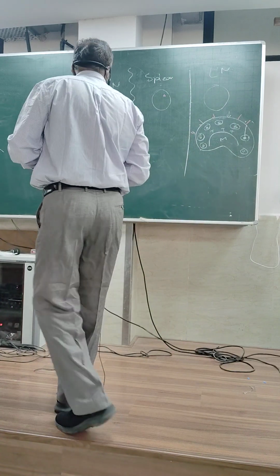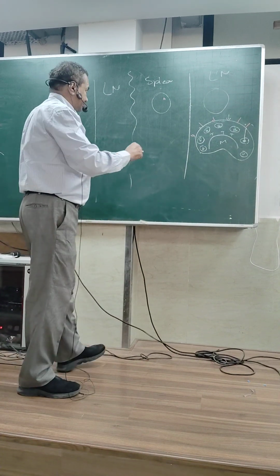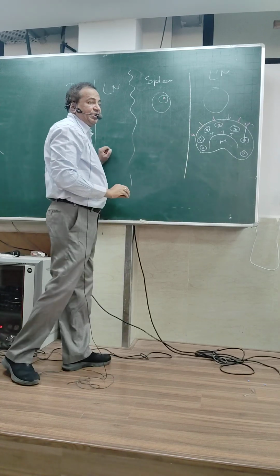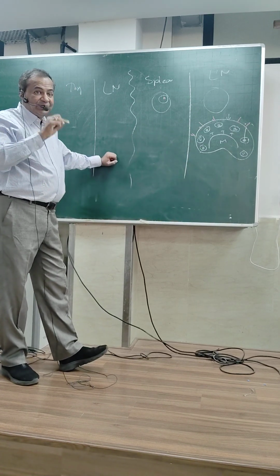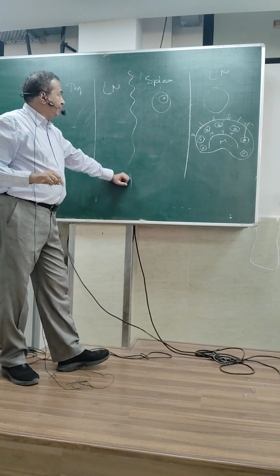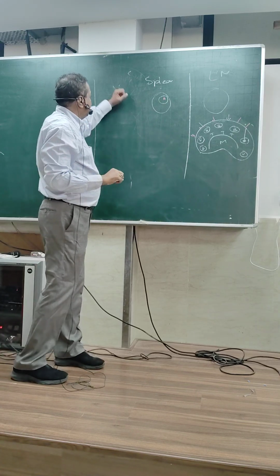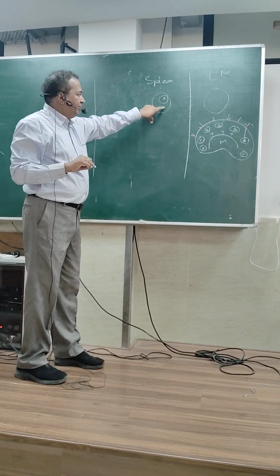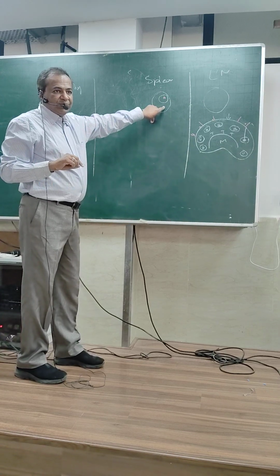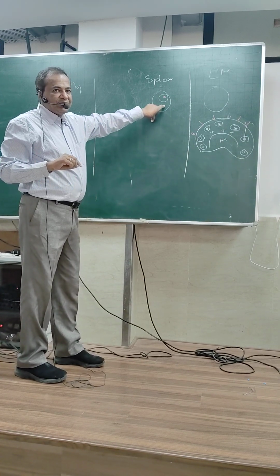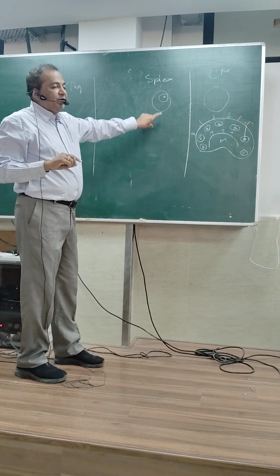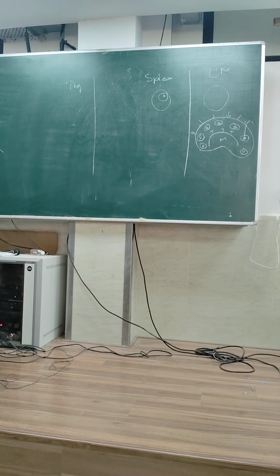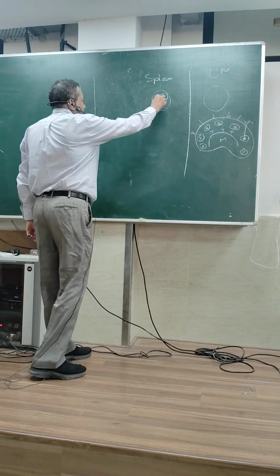Okay? Spleen में there is periarterial lymphatic sheath, which is around the arteriole, and peripheral white pulp. Okay, periarterial lymphatic sheath and peripheral white pulp. एक में T lymphocyte होते हैं, एक में B lymphocyte होते हैं. I think the T are here, B are here.